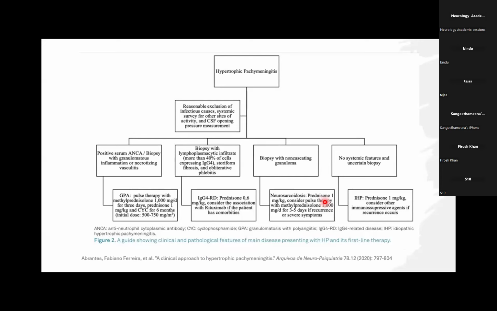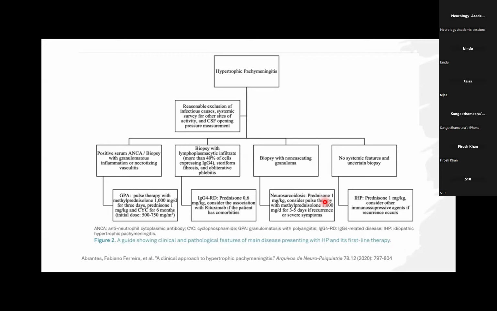Then biopsy with lymphoplasmacytic infiltration. If there is more than 40% of cells expressing IgG4 with storiform fibrosis and obliterative phlebitis, then it is IgG4 related disease. Can go for prednisolone 0.6 mg per kg, and we should consider rituximab for this patient, which has a proven good role in IgG4 related disease.